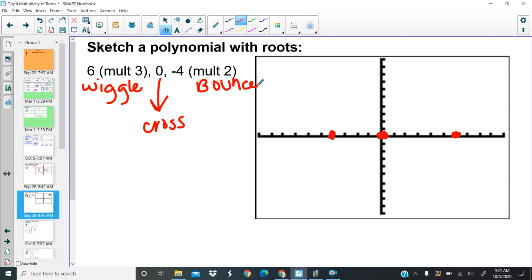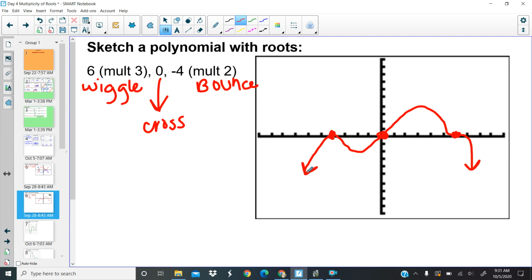So I'm going to start at the bottom, and I'm going to come up to where x equals -4, and I'm going to bounce off that zero. Then at x equals 0, I'm supposed to cross through, and at x equals 6, I'm supposed to wiggle. So that means I'm just going to level out and then keep going down.